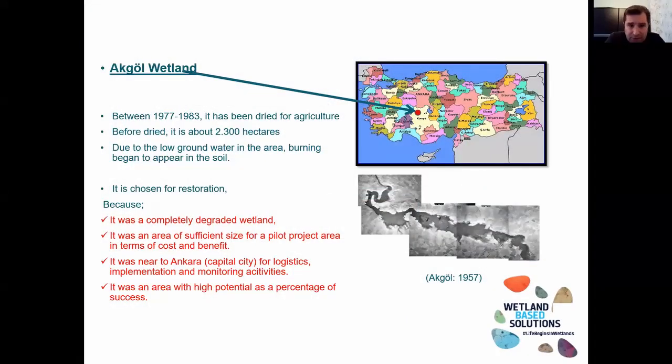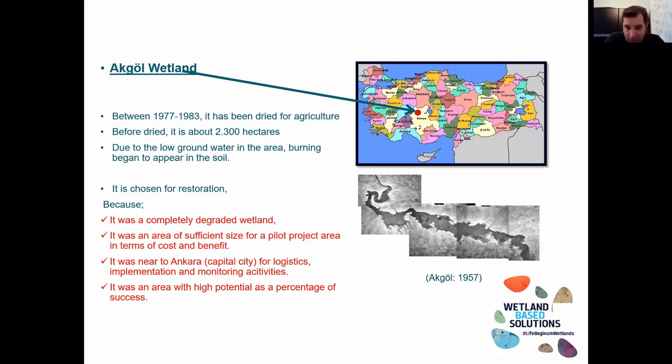Well, I will talk about Akgöl Wetland in Turkey. Actually, it is not a coastal wetland. It is a floodplain wetland at the center of Turkey in Konya province, but unfortunately, it was dried between the 1970s and 1980s for agriculture. Before the drought, it was about 2,000 hectares, and due to the low groundwater in the area, burning began to appear in the soil.